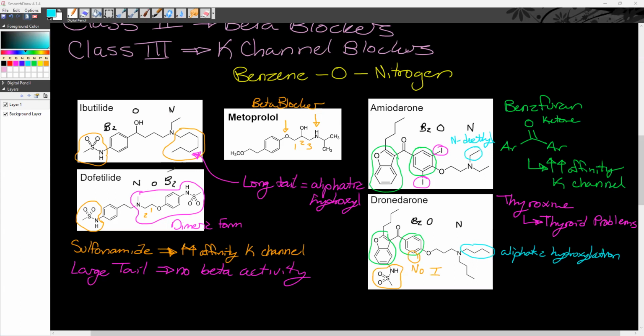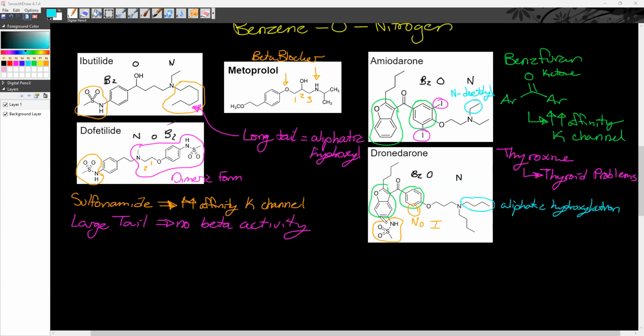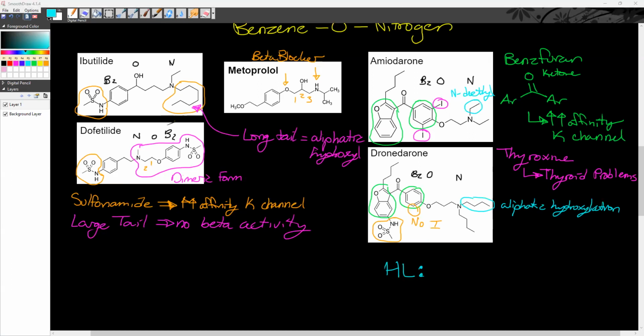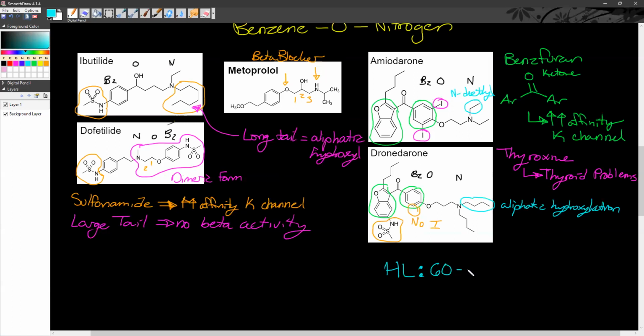What I will say is the interesting part of amiodarone. So, does anybody know what the half-life of amiodarone is? Super, super, super long. It's about 60 to 140 days. Whereas the half-life of dronedarone is about 13 to 20 hours.